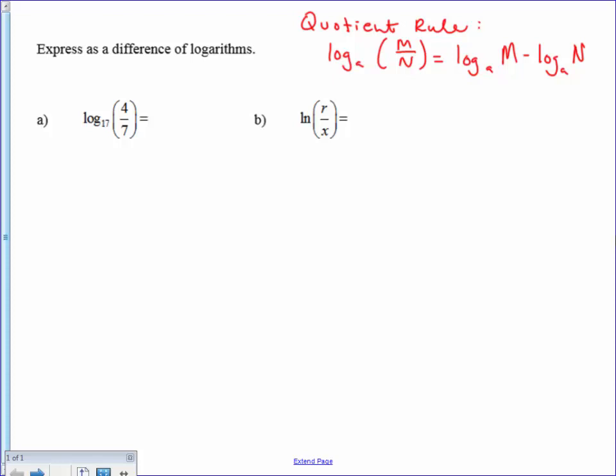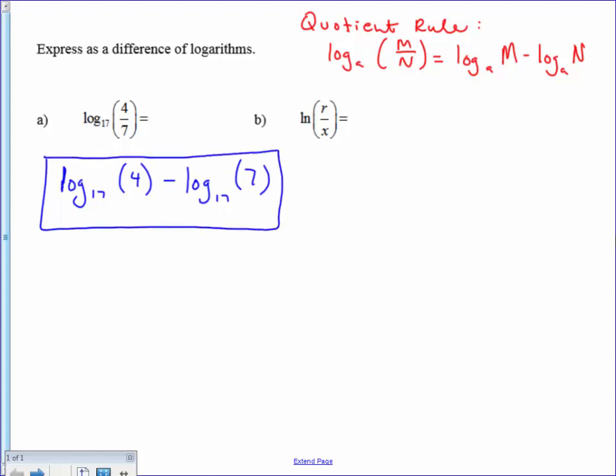That would be rewritten as log base 17 of the top number first, and then minus log base 17 of the bottom number. If you're able to simplify logs, you want to make sure to do so. One of the rules that we're looking for is that if the base matches the argument, then the answer is the exponent on the argument. Neither one of these two things fit that rule.